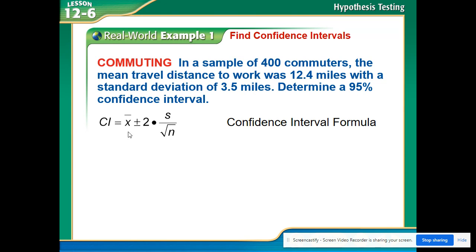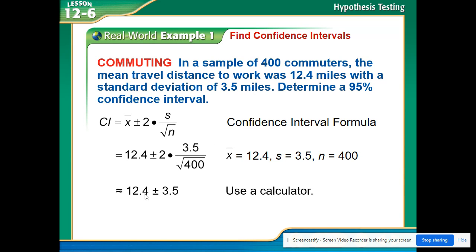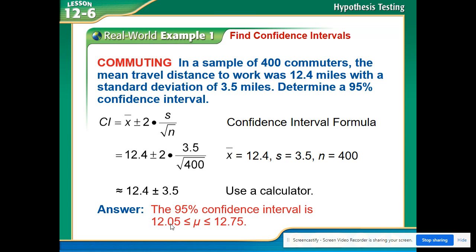So here's our formula. Into x bar, we're going to put that 12.4. The 2 is just part of it, times s, which is 3.5. And the square root of 400 will go in the denominator. Plug those in. We get 12.4 plus or minus 3.5. Again, remember, plus or minus is one time plus, one time minus. So that's going to create our interval. So we're going to go from 12.05 to 12.75.